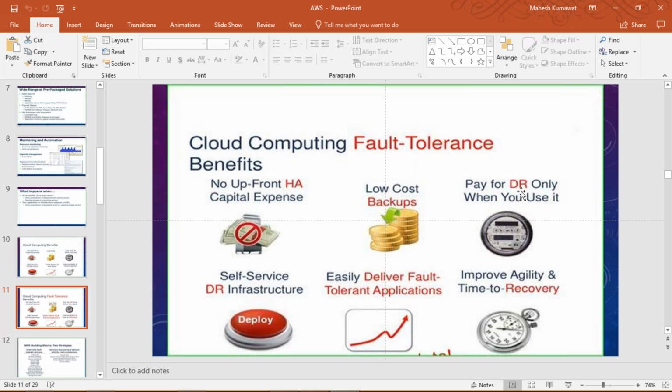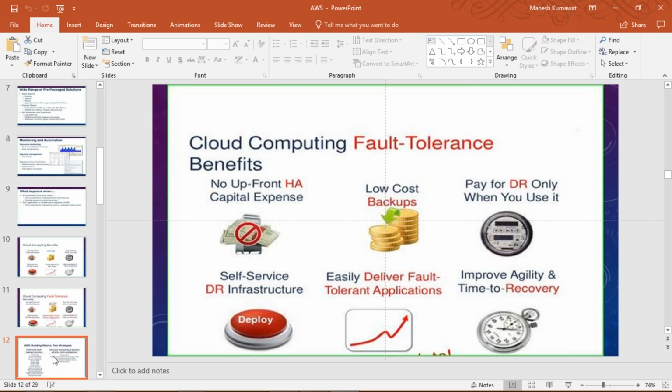If you create a disaster recovery setup, suppose you create another region and migrate your applications to that different region, you have created disaster recovery. If you have enabled the servers in that different region, it will cost you. If you do not enable them, there is no cost. Self-service disaster recovery infrastructure and deployment make it easy to deliver fault tolerant applications and improve agility and recovery.